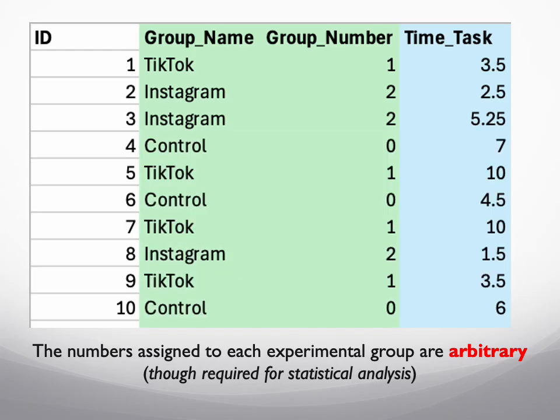And so if we map this out, we'll have each participant, this could go up to my 90 participants, for example, gets a score of 0, 1, or 2 for their condition number. Are they the control group 0? Are they the TikTok group 1?